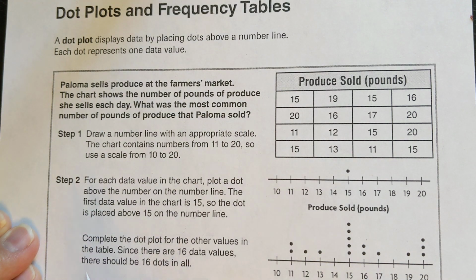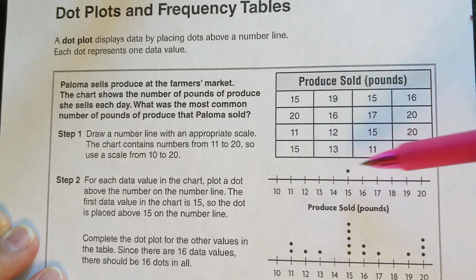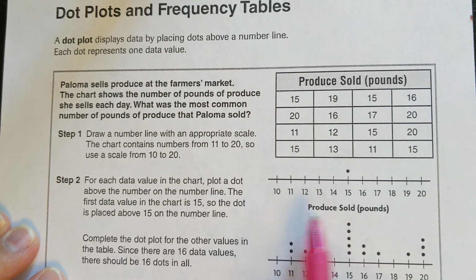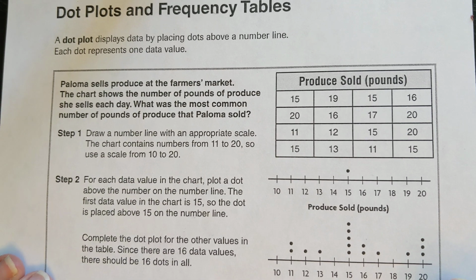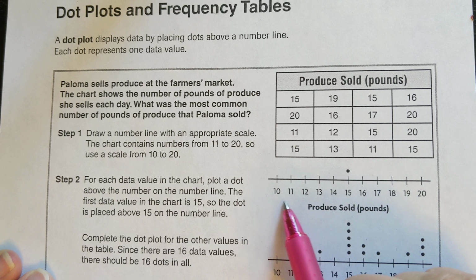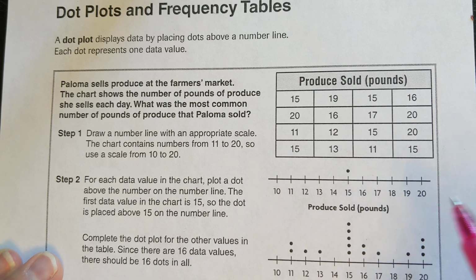Okay, so step 1 tells us, draw a number line with an appropriate scale. The chart contains numbers from 11 to 20, so use a scale from 10 to 20. So all they did is they looked at the data and said, what's the biggest and what's the smallest? And the smallest was 11 and the biggest was 20, so we can use a line plot that goes from, it could have been 11 to 20, and that would be fine too. I think they just put 10 on there because it's easy. So they made the number line, 10 through 20.